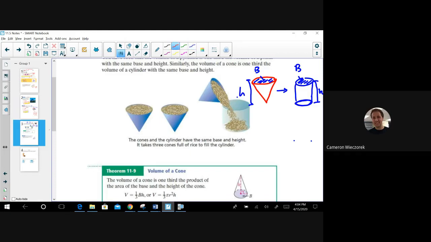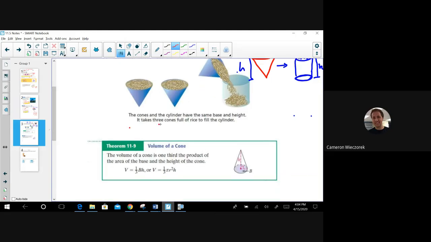Well, again, how many cones do you think it would take to fill up the cone so that you could completely fill up that cylinder with rice? And you would be right if you said it would still take 3 cones, just like it took 3 pyramids to fill up the prism. You're going to need 3 cones to fill up that cylinder, which means this cone has 1/3 the volume of the cylinder.